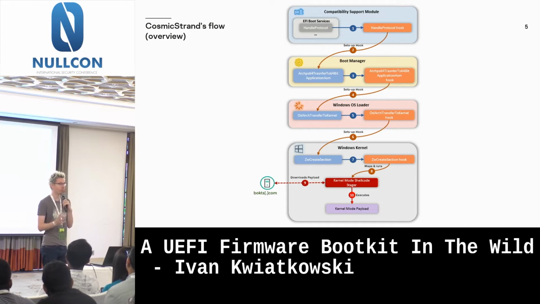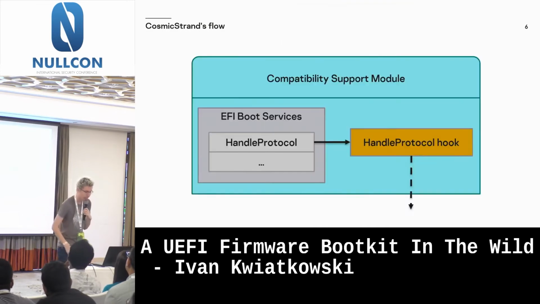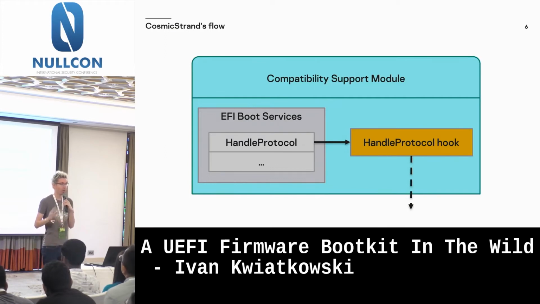And when the malware has finally reached the kernel, it establishes a connection to a C2 server, downloads some payload from the internet and executes it, and that's it. But in order to achieve this, it really needs to go through this whole very complex chain. So let's look at the details of how each of these steps is being performed.